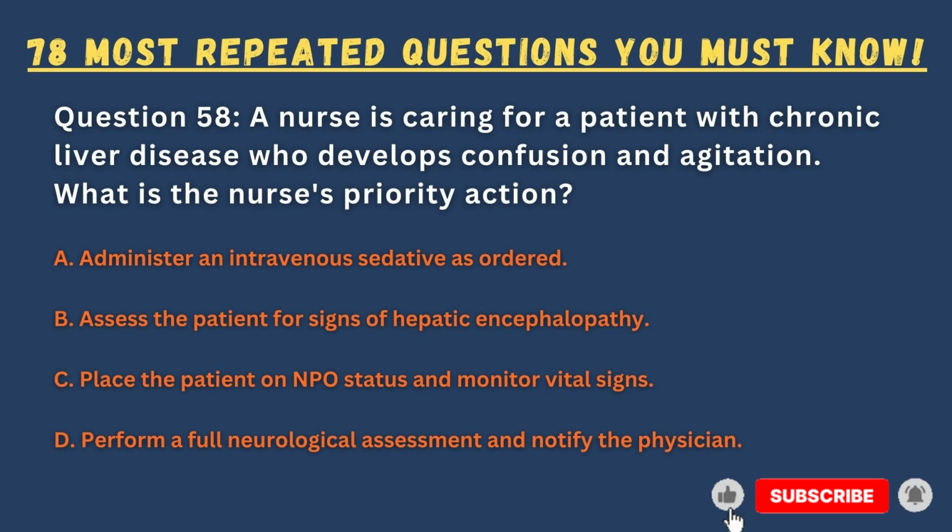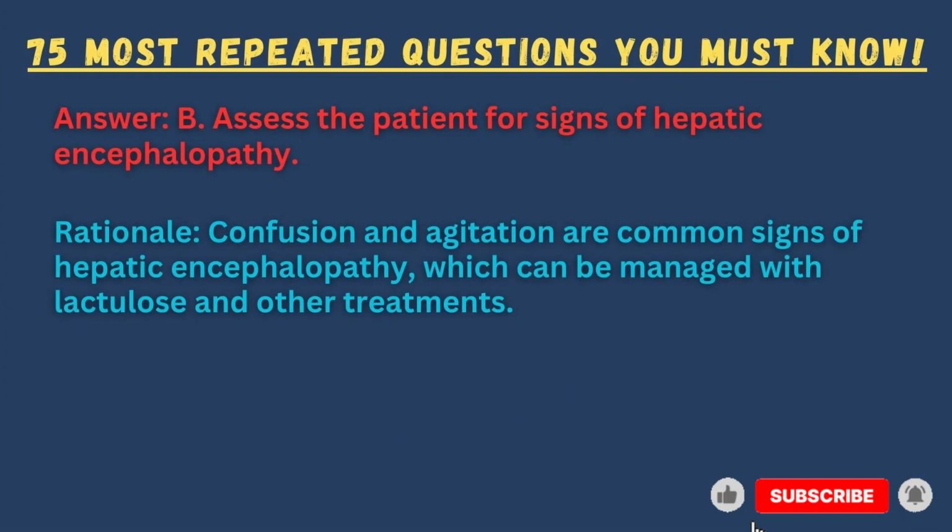A. Administer an intravenous sedative as ordered. B. Assess the patient for signs of hepatic encephalopathy. C. Place the patient on NPO status and monitor vital signs. D. Perform a full neurological assessment and notify the physician. Answer: B. Assess the patient for signs of hepatic encephalopathy. Rationale: confusion and agitation are common signs of hepatic encephalopathy, which can be managed with lactulose and other treatments.